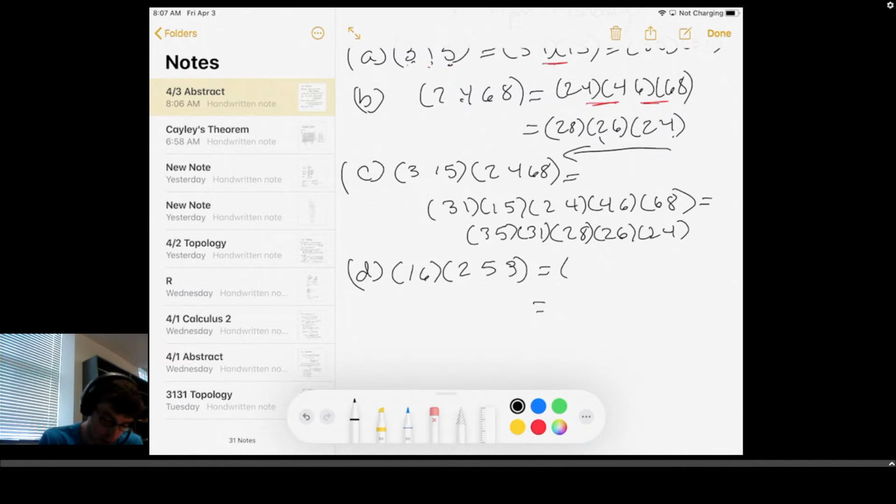Okay, yeah, so that's the first one, kind of using the method we talked about first. So what about the second one? 1, 6 is already a transposition. So using this second method, how can I rewrite 2, 5, 3 in a way that is not 2, 5, 3?